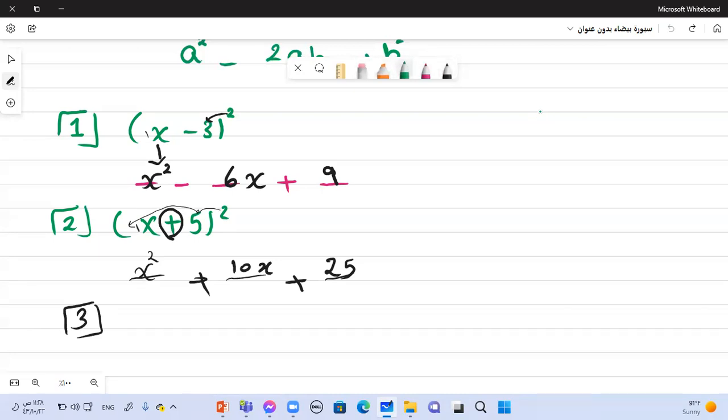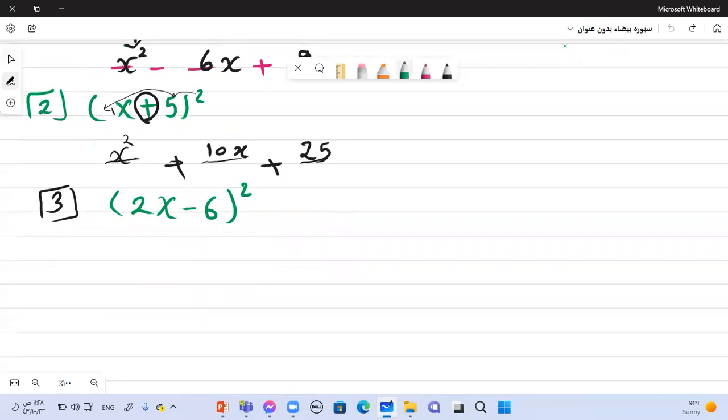Okay, another exercise. If we have 2x minus 6 power of 2. Juan, tell me, what is the name for this bracket? Perfect square. So I have the 3 terms. What is the name for the 3?